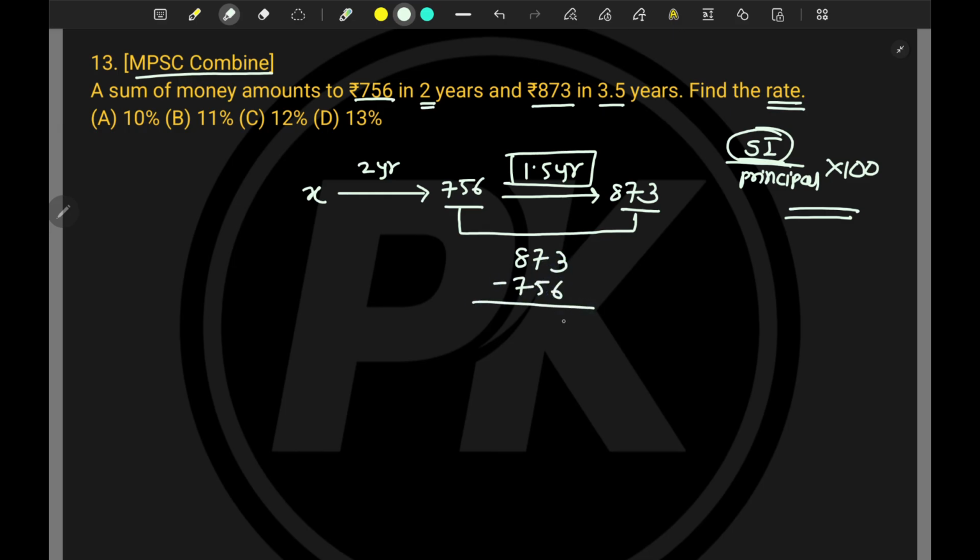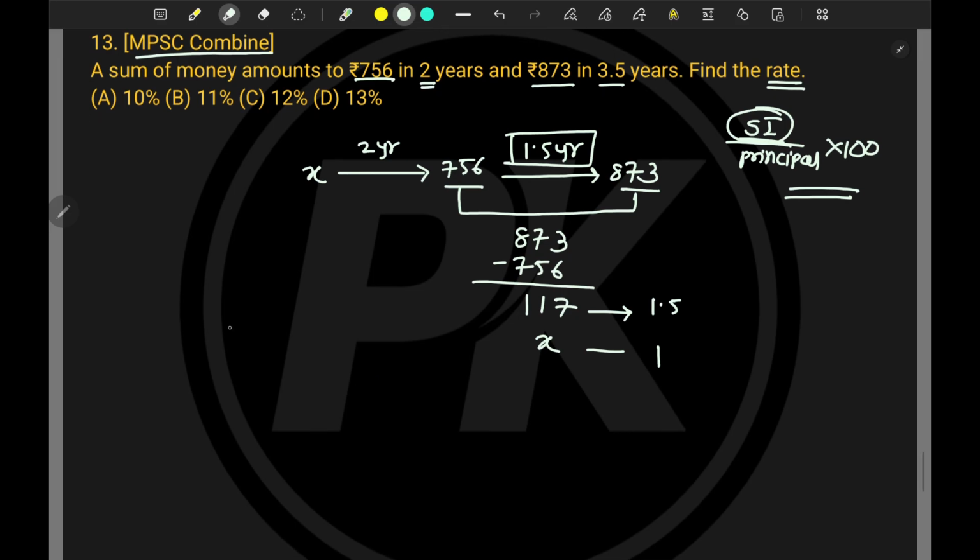Now tell me, what is the difference between 873 and 756? So that will be 4 and 3, 7, 1, and here also 1, so 117. Now this amount is for how many years? This simple interest is earned for 1.5 years. Then for 1 year, how much is the simple interest? That we have to find out. So just do the cross multiplication here and you will come to know.